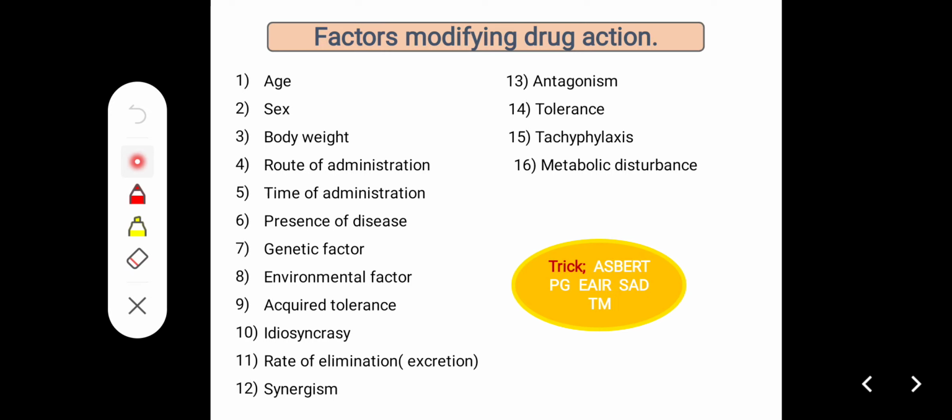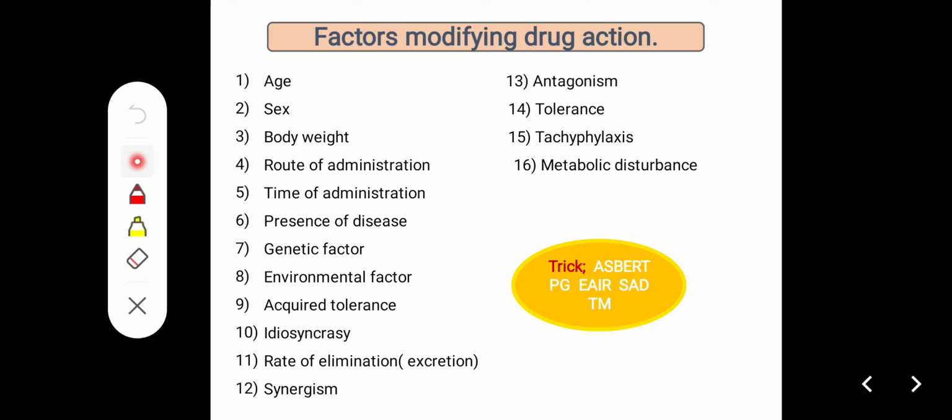Drug. First, drug means a substance used in the treatment of disease. Drugs are obtained from various sources: plant sources, animal sources, mineral sources, synthetic sources, semi-synthetic sources, microorganism sources, etc. Mainly, a drug is used in the treatment or prevention of disease.